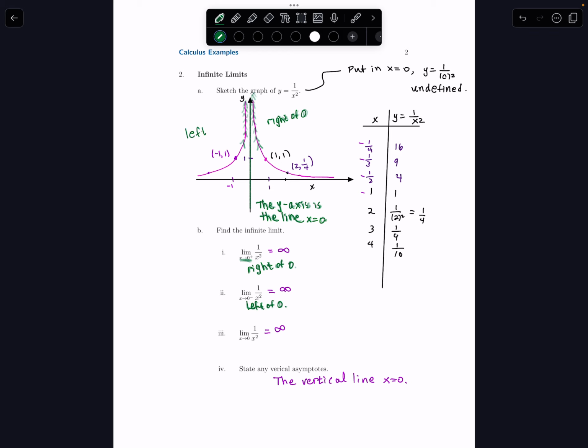Let's finish with a joke. Why do birds fly south for the winter? Because it's too far to walk.